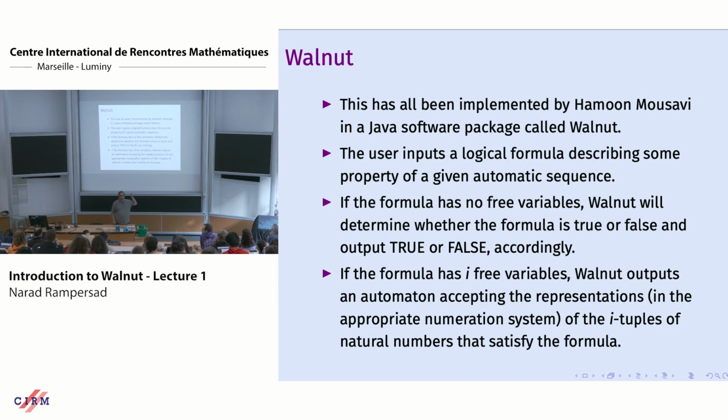If there are no free variables in your formula, the software will decide and tell you either the formula is true or the formula is false. If there are free variables in the formula, what it will instead do is give you an automaton accepting the base k representations of the non-negative integers that satisfy the formula.